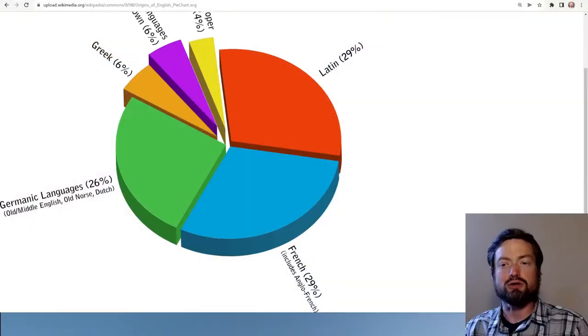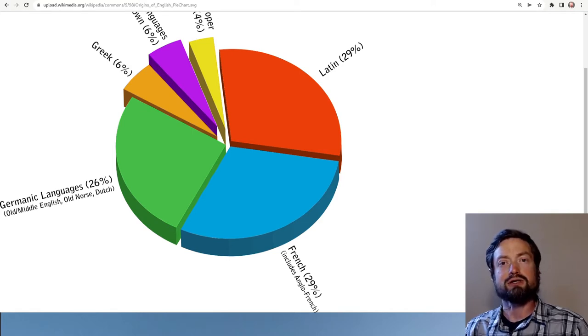Where do English words come from? They've been picked up over the many years of the history of English, and there's no one clear way to divide these things up. But this is an example here of a nice pie chart that shows some of the major sources. These numbers are approximate, but this gives the general idea of where the words of English come from.